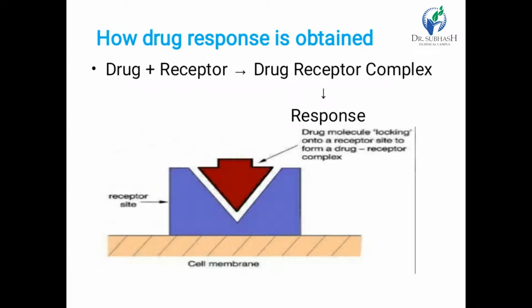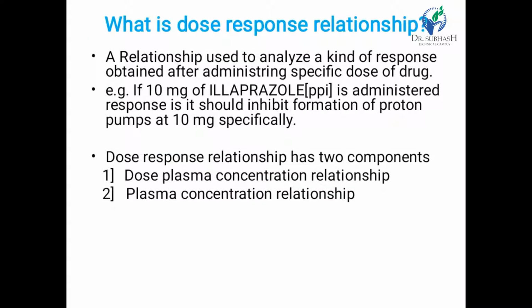Now, how is drug response obtained? The drug will bind to a receptor and make a drug receptor complex, and this drug receptor complex will give you a response. In this figure, you can see the blue color is a receptor site and the red color is a drug. This drug molecule will lock to a receptor site and make a drug receptor complex, and this complex will give you a response.